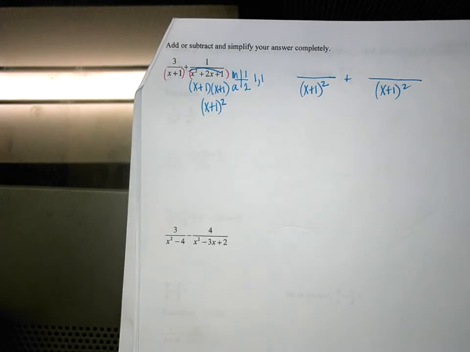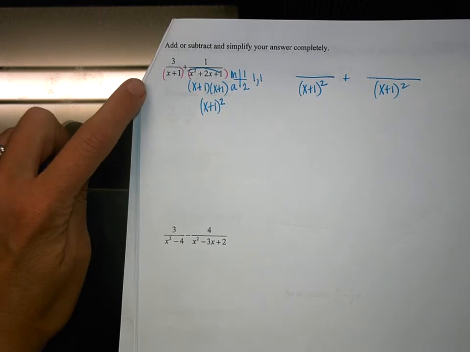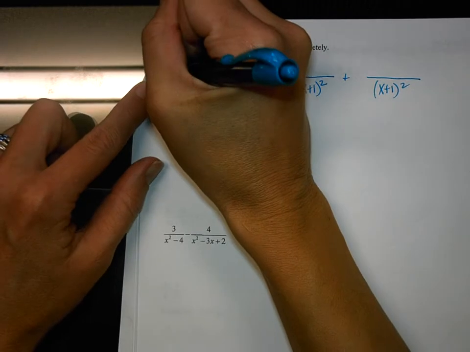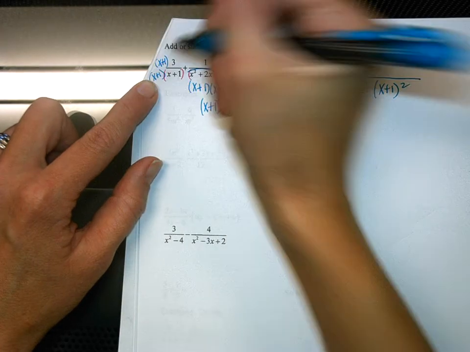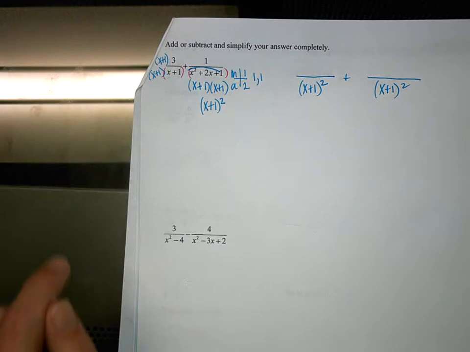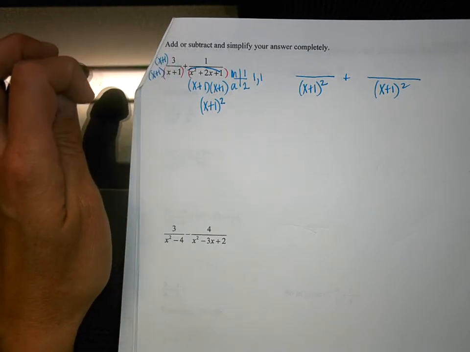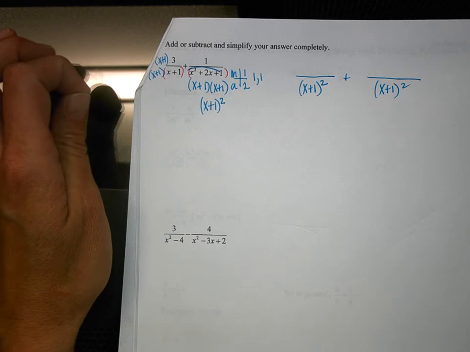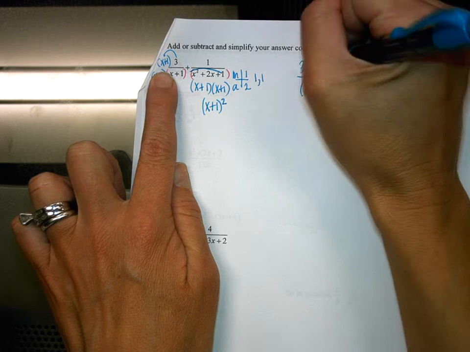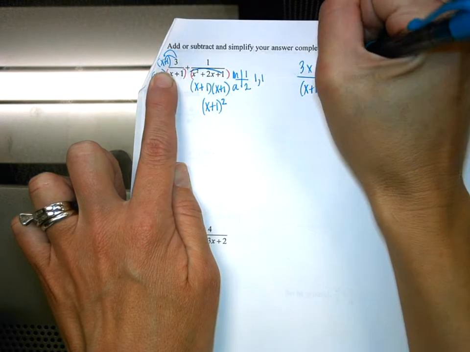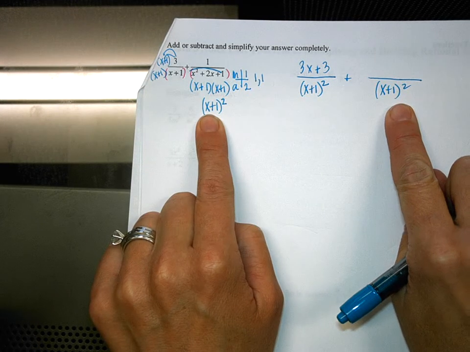Okay, so this first fraction, what is it missing? It's missing an x plus 1. Do we agree with that? So whatever we do to the bottom, we also have to do to the top. Because this means we're really just multiplying by 1. Okay, what should I do now? Distribute. 3 times x is 3x, and 3 times 1 is 3. What about this one? Do I need to do anything? No. So it's just a 1.